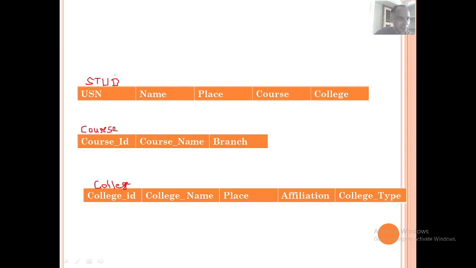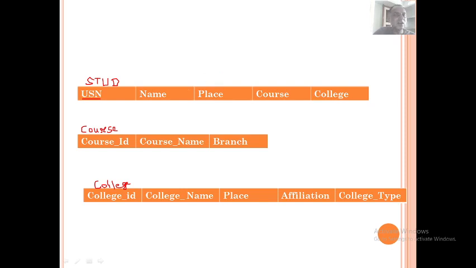Now in the student entity we will be having a set of attributes. These are the attributes, and university seat number is the primary key, because every student will be having a unique university seat number. Then every student will be having a name, its type is varchar, and he is belonging to one place, where his residence is.